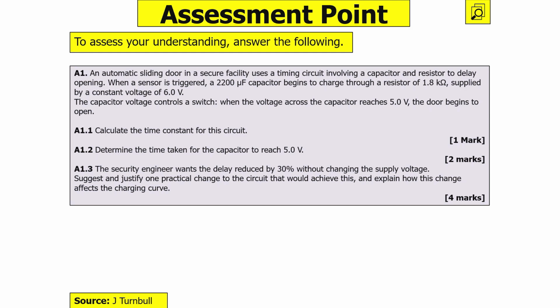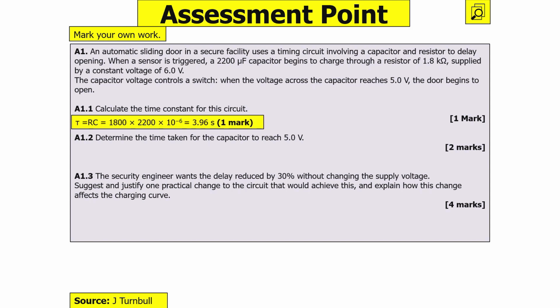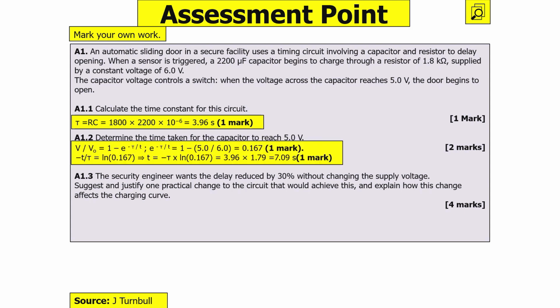Right, so when we answer this particular question, the first one is looking at our time constant. So our time constant is going to be equal to RC. So it's 1800 times 2200 times 10 to the minus 6, which is 3.96 seconds. Now we want to use our charging equation. So we can then work it all through, pop in all the values, and we get the time to be equal to 7.09 seconds.